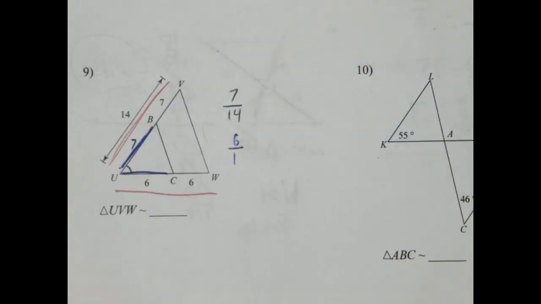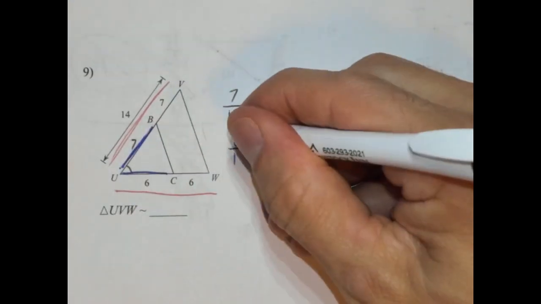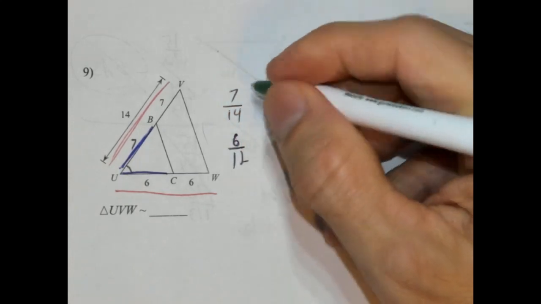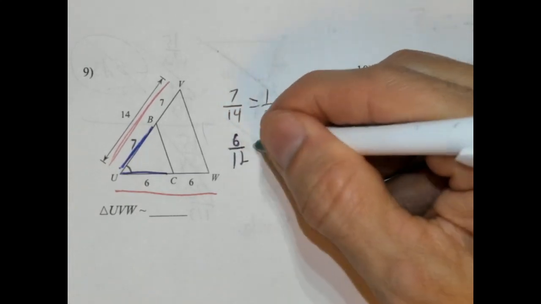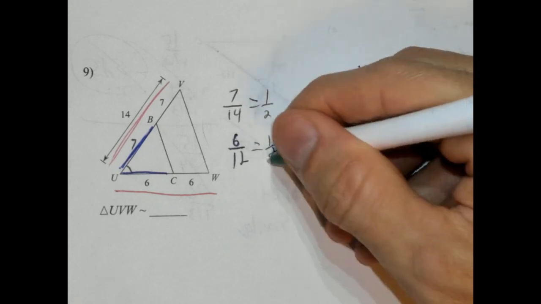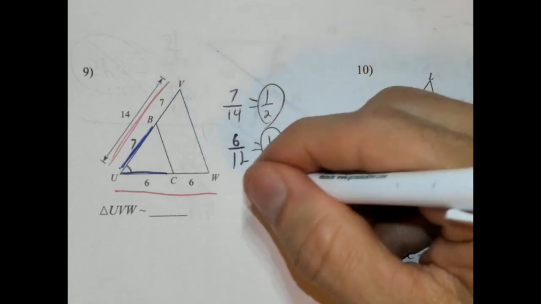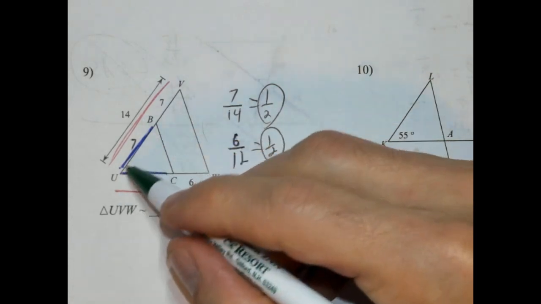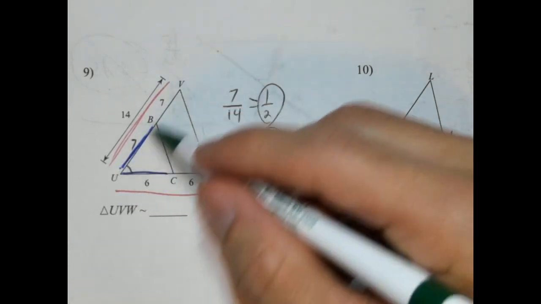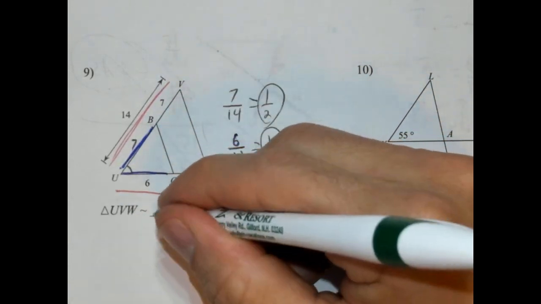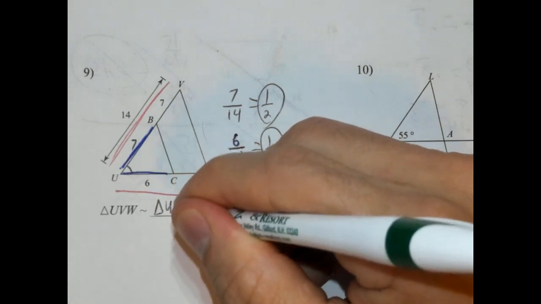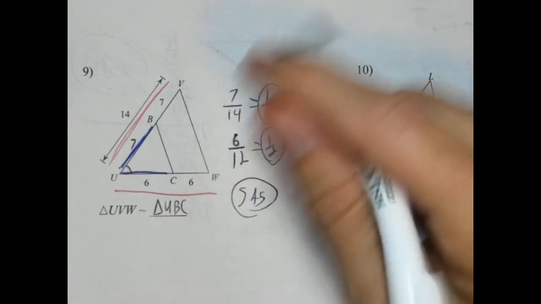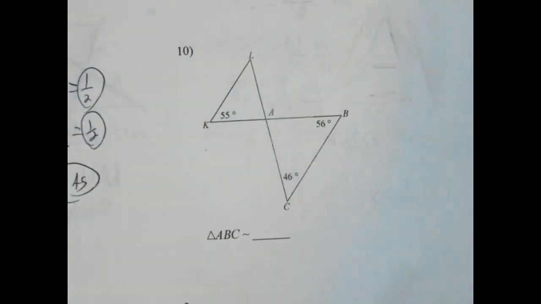But why do I use a different color? 6 over 12, and those are both 1/2. So that works. Awesome. So side angle side, and UVW. So from here to here, so it's going to be UBC. Triangle UBC. Okay.